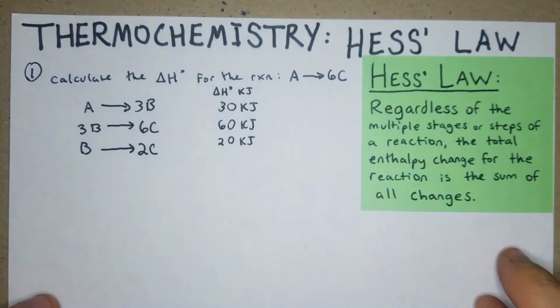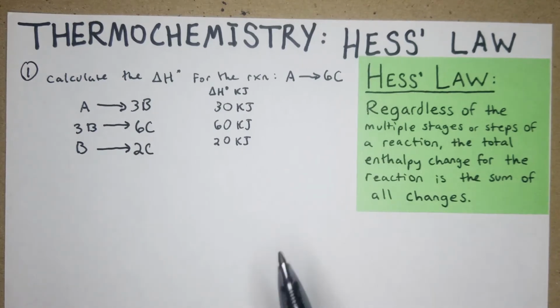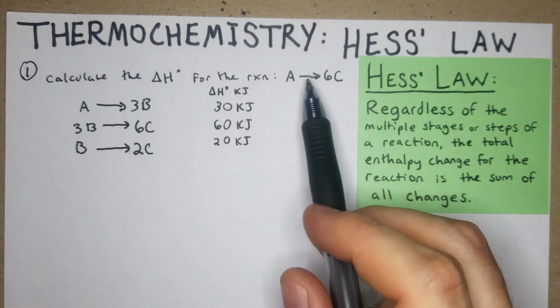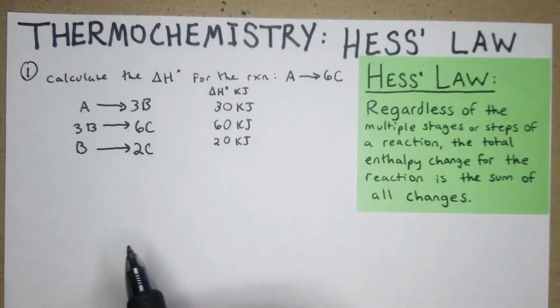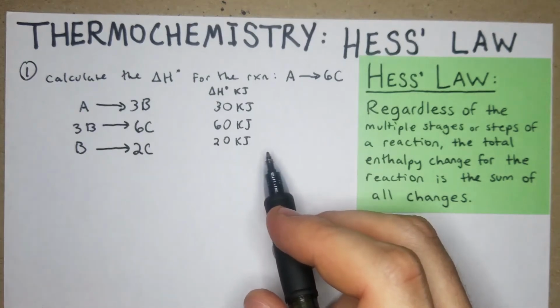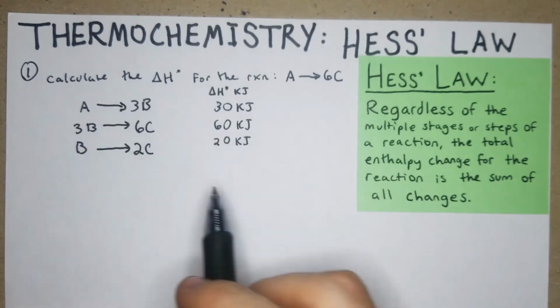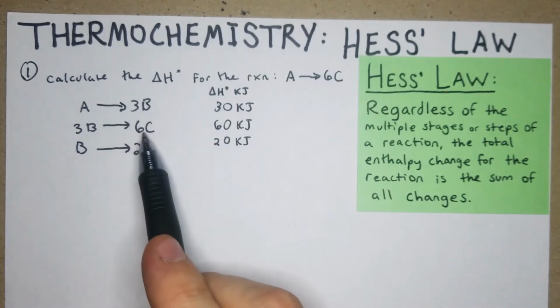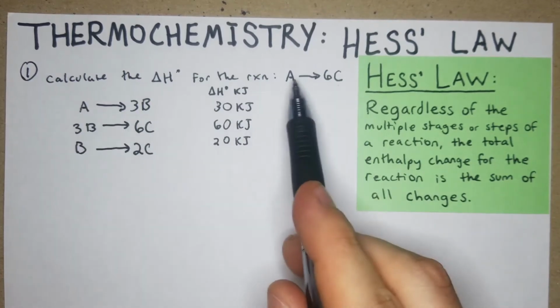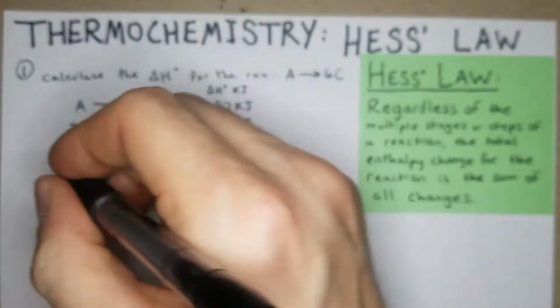Basically, the reason I like Hess's Law problems, it's the most like a puzzle out of any type of thermochemistry problem, I think. We're just trying to figure out how to make this out of these using basic algebra. So first of all, what I like to do is think of this as a multi-step problem. We know here A equals 3B and 3B equals 6C. 6C we can see is our end product here, and A is our reactant. So here we go. We can just set it up like this.